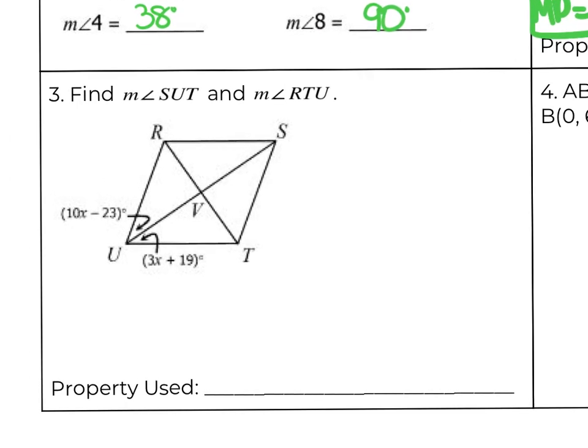Okay, number 3. Remember the M just means measure, so find the degrees of that angle: the measure of angle SUT and the measure of angle RTU. All right, so again, look here and think about what's congruent, what we can use to solve this equation for x.